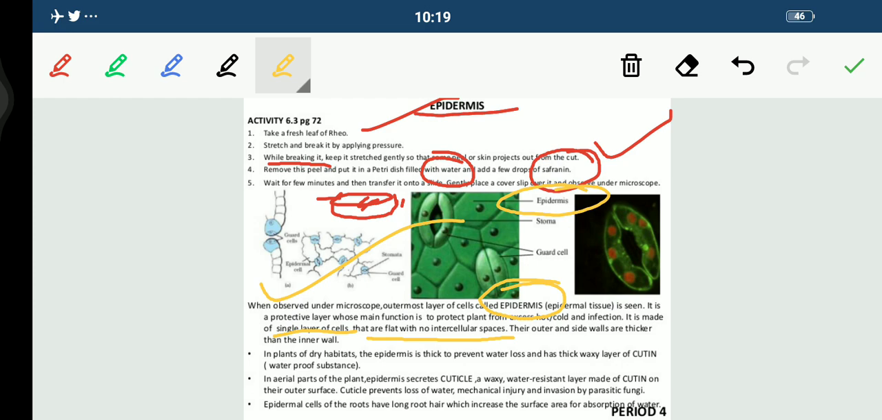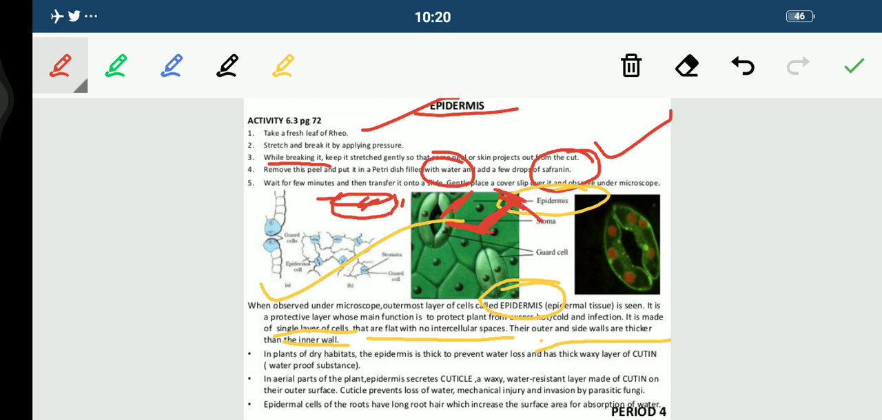And their outer and side walls are thicker than the inner wall. Outer and side walls are thicker. So you can see here in the epidermis, these outer layers are thicker. I hope I am clear, students. These are much thicker.